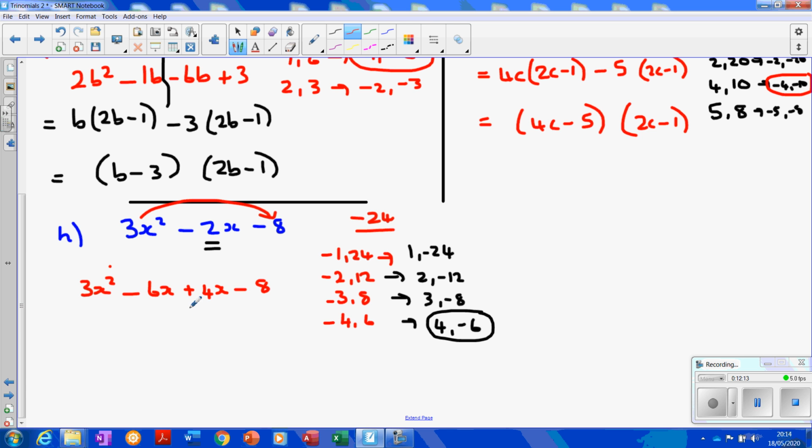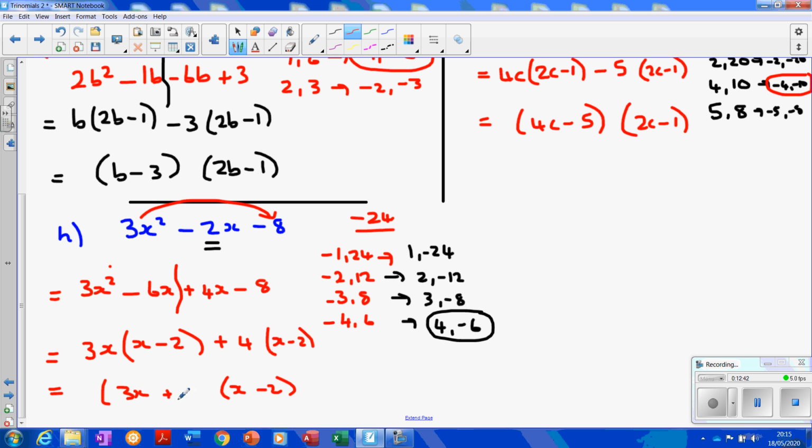Now it doesn't matter, but it makes it easier with negative signs if you put the big one there at the start. Split it down the middle, take out your highest common factor, which is 3x, and that leaves you with x minus 2. And the highest common factor there is plus 4, and that leaves you with x minus 2. So brackets are the same, so we know that we're on the right track. So the repeated bracket is x minus 2, the other bracket is 3x plus 4.